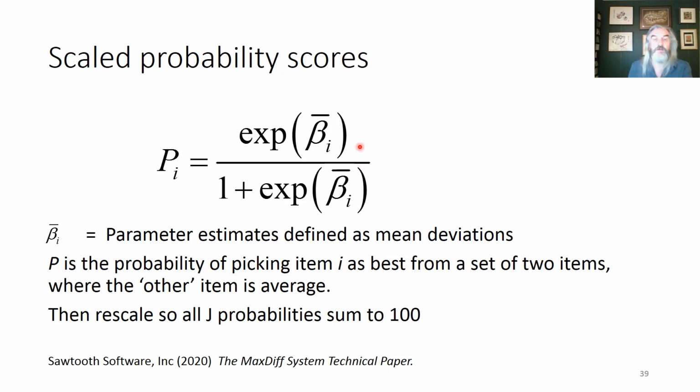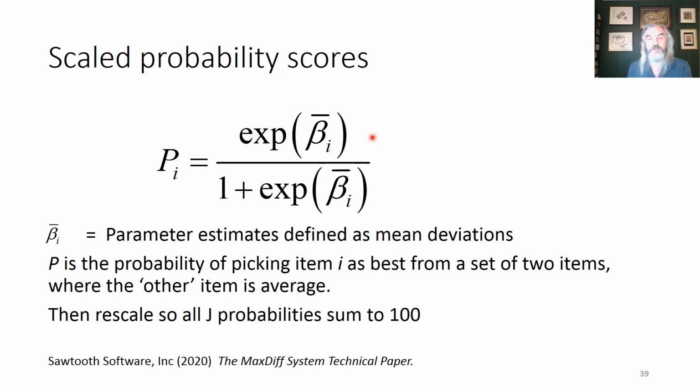What's beta bar i? Well, that's essentially the estimated parameters defined as deviations from the mean. So if you've estimated your model with effects coding, that is what they are. If you've estimated them with dummy coding, you just need to work out the average of your 10 parameter estimates, whatever the number of items is, work out the average across the number of items that you have, and then just express your parameters as mean deviations. So that's what this beta bar means. It basically says we're taking deviations from the mean.